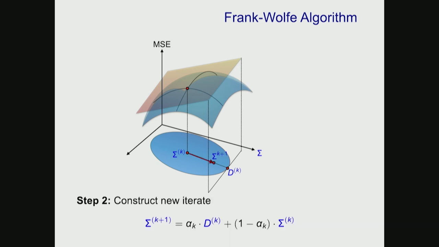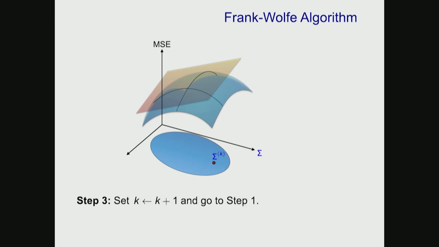Now in the second step, the Frank-Wolfe algorithm constructs a new iterate, sigma k plus 1, as a convex combination of the old iterate and the solution of the direction finding subproblem, where alpha k is a judiciously chosen step size. And then in the last step, we just increment k and we go back to step 1. So that's the standard Frank-Wolfe algorithm.